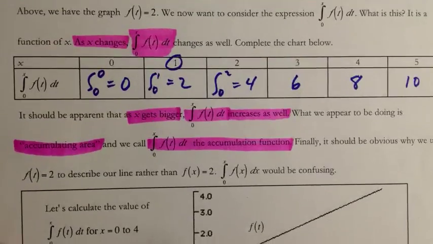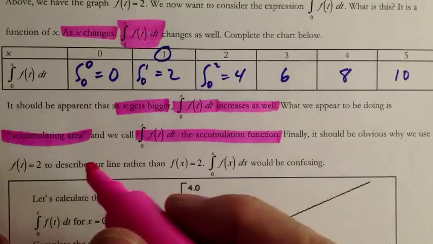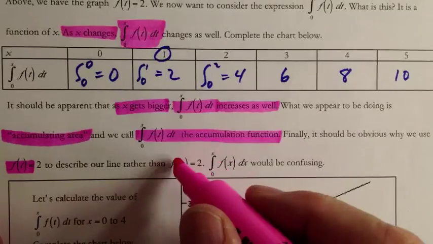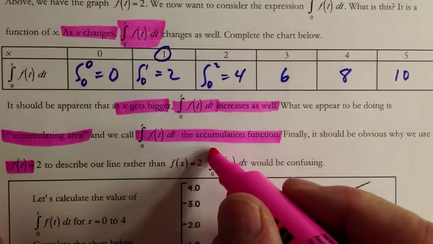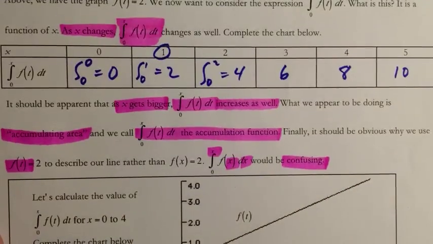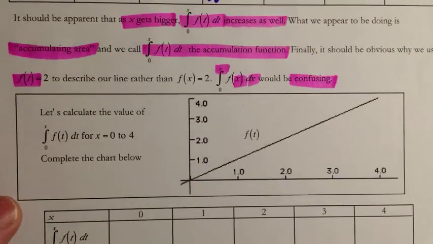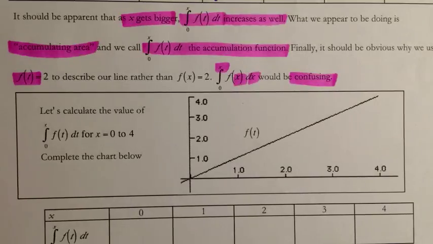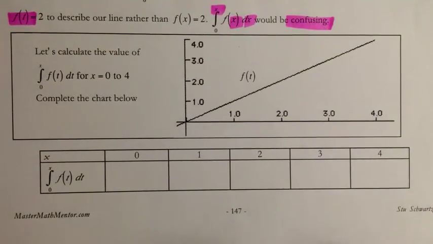And then maybe now it's obvious why we use f of t instead of f of x, because when you have an x here and an x here and an x here, that would be confusing. Maybe it might not seem like it would be confusing, but that's why we do it. We use a different letter there. Okay? So I want you to pause the video and fill out this chart down here at the bottom.